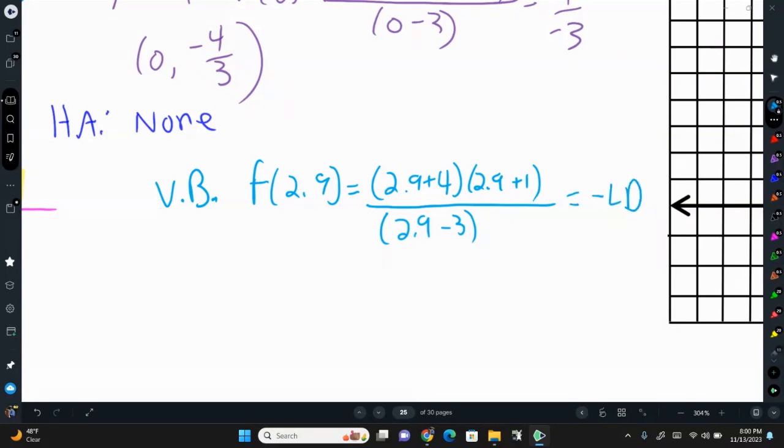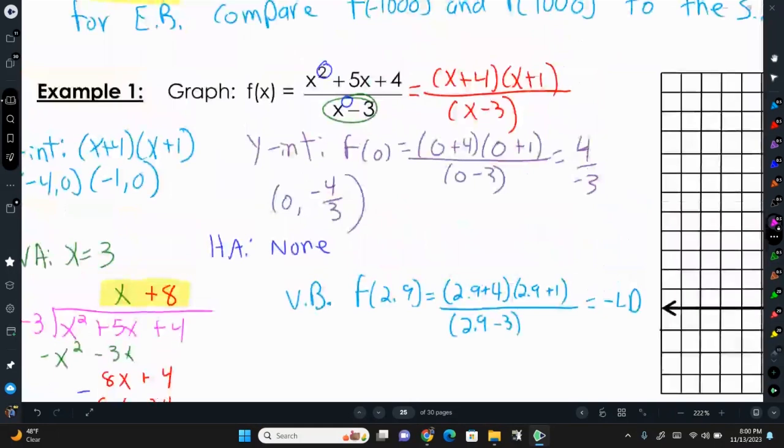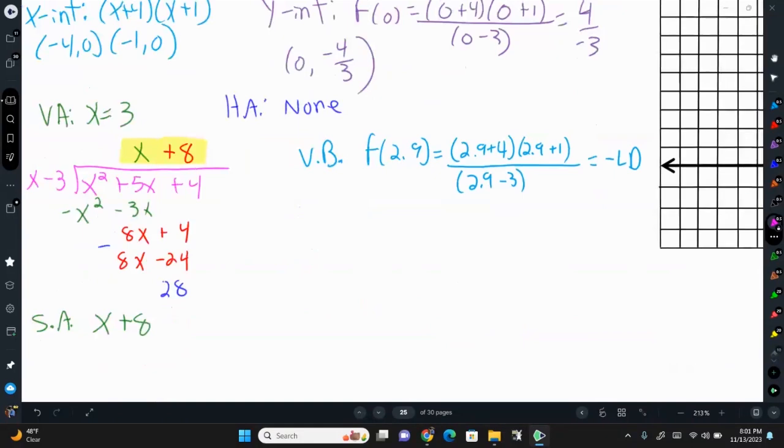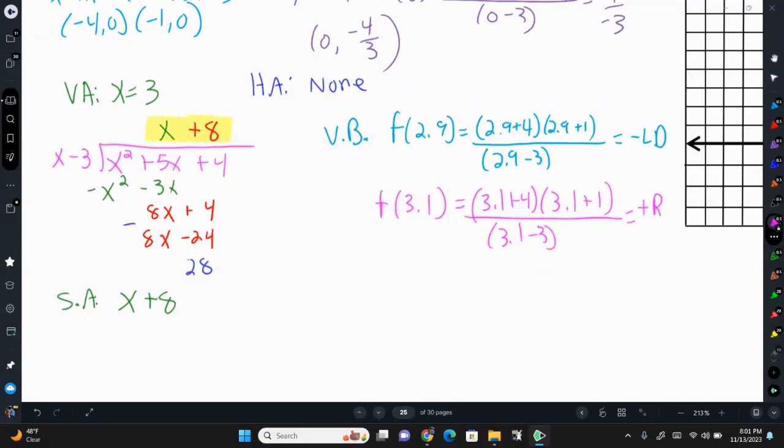So negative, which means the left side goes down. And we know that since the multiplicity of our asymptote is 1, the other end must go up because the ends go in opposite directions with odd multiplicities. Or you could substitute in 3.1 if you wanted to, and you will get a positive value, so the right side goes up.